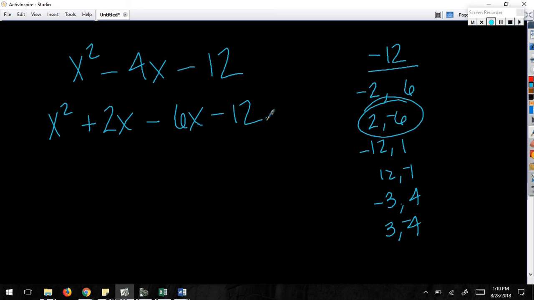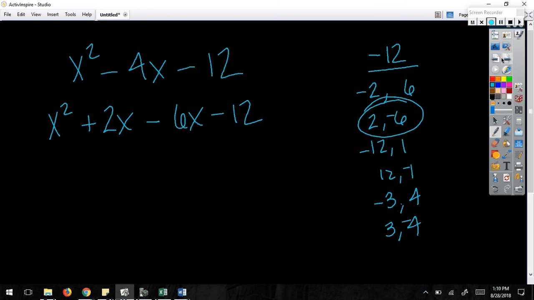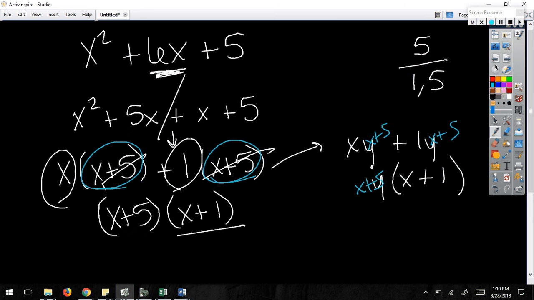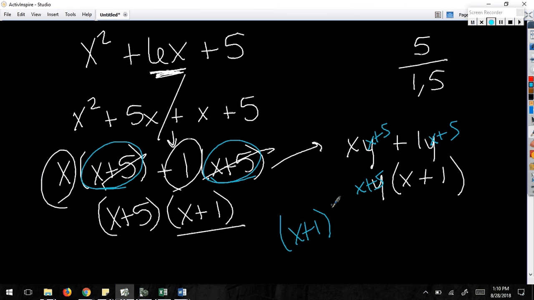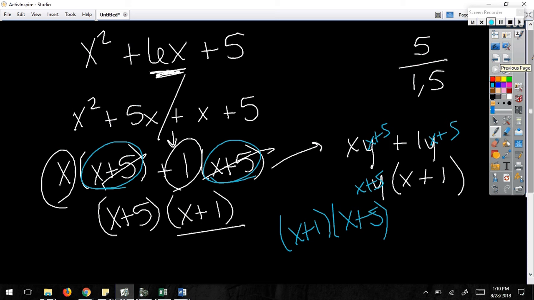Is there more than one way to solve this? If you switch the two, is it a different answer? It would be the same thing. If I had flipped up here, it would have just given me x plus 1, x plus 5. It would give it to me in a different order. So it doesn't matter. The question was, does it matter which factor comes first as you rewrite it? And the answer is no.